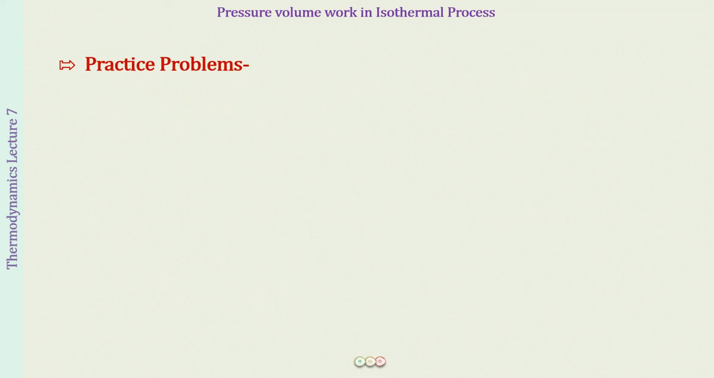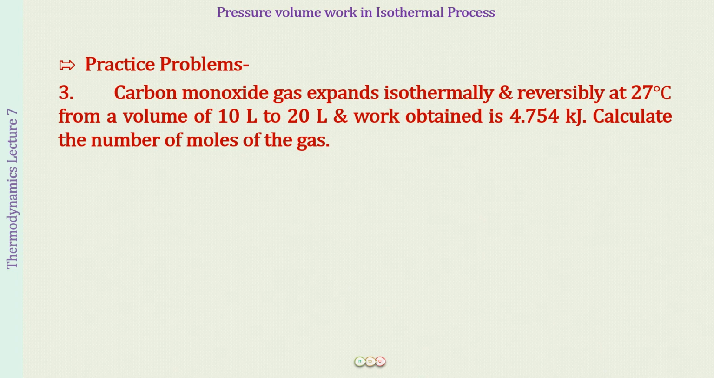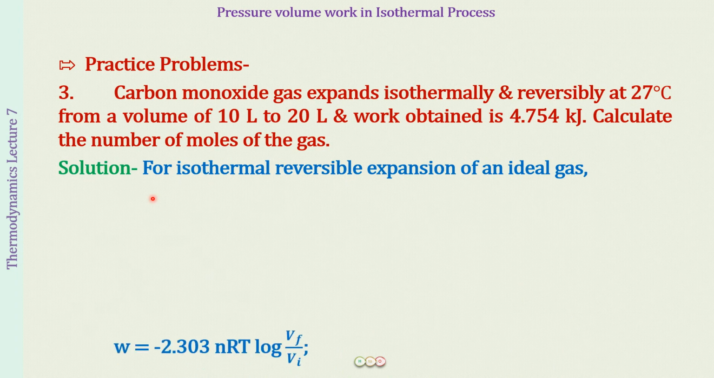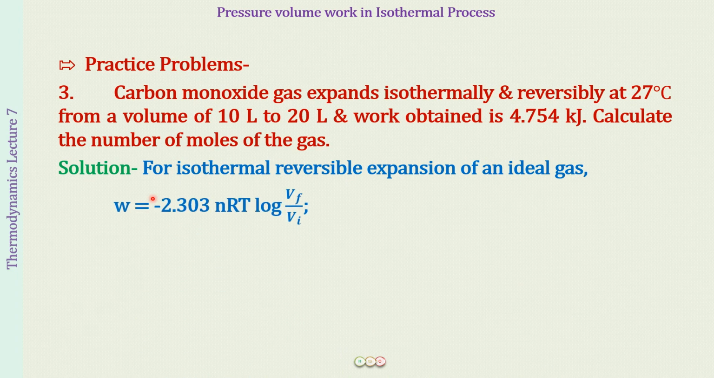The next question says that carbon monoxide gas expands isothermally and reversibly at 27 degrees Celsius from a volume of 10 liters to 20 liters, and the work obtained is 4.754 kilojoules. You have to calculate the number of moles of the gas. So again, this is an isothermal reversible expansion that is taking place. So what is going to be the formula for the work done that you will be applying? It will be minus 2.303 nRT log Vf over Vi.